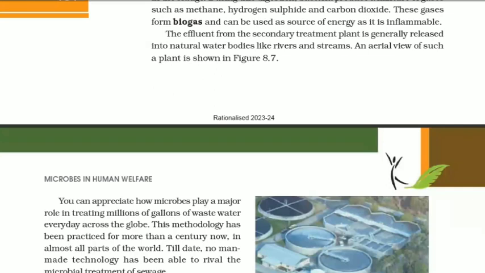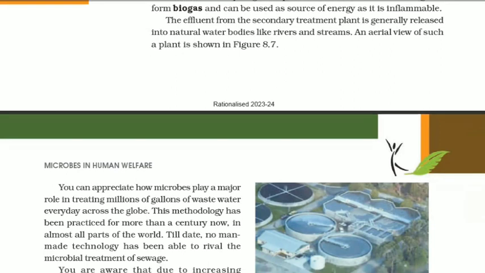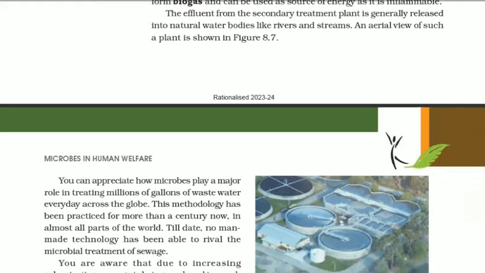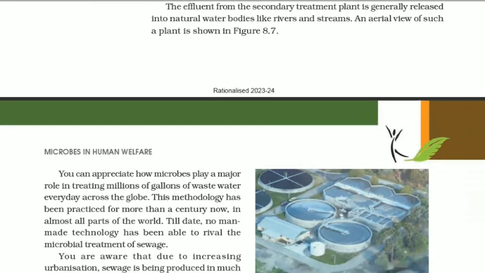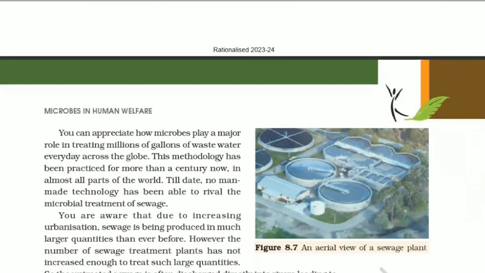These gases form biogas and can be used as a source of energy as it is inflammable. The effluent from the secondary treatment plant is generally released into natural water bodies like rivers and streams. An aerial view of such a plant is shown in figure 8.7.